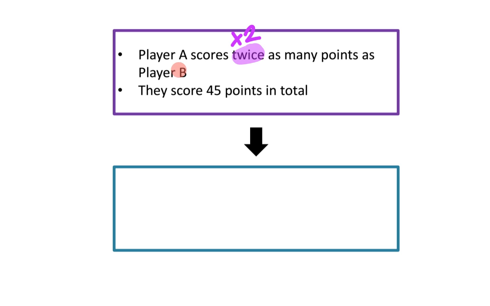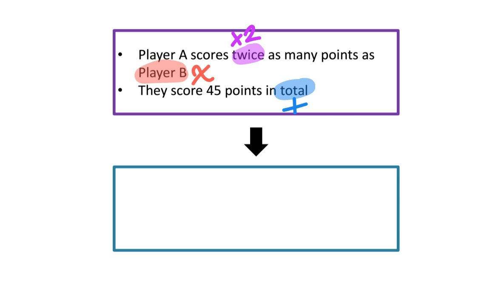Next, let's represent player B with a variable. I'm going to represent this with the variable of x. At this point, you might be asking yourself, why are we representing player B with a variable and not player A? The reason is, player A is comparing themselves to player B. And last, the word total can be represented with an addition sign.